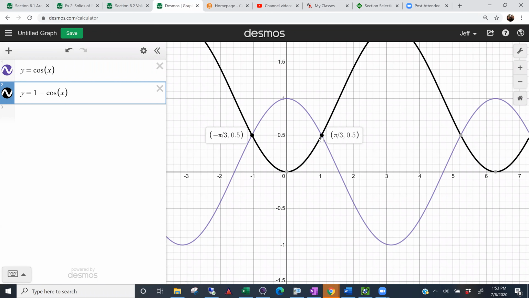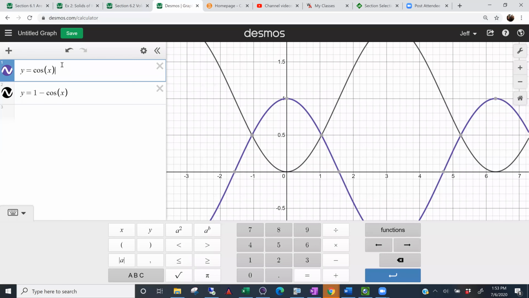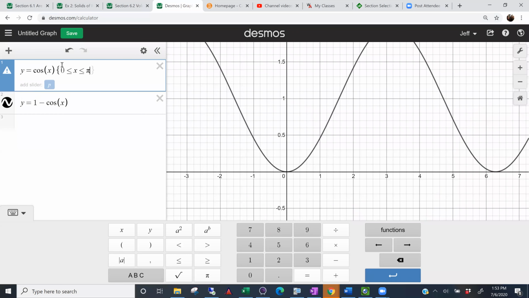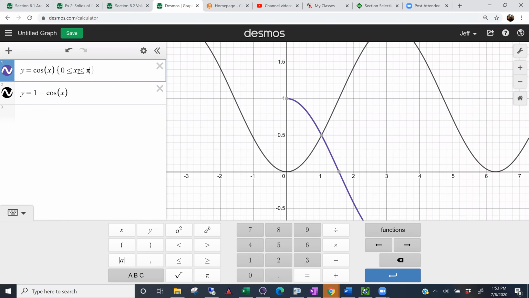Oh, they want it between 0 and pi. Okay. That's fine. That's a little strange. Okay, we're going to have to think about that a little bit. So let me put on a couple restrictions here. If you use that curly brace, 0 less than or equal to x less than or equal to pi, that gives us a restriction there.